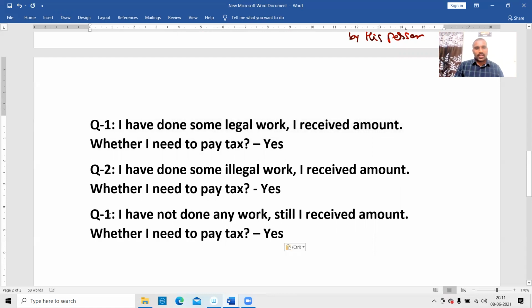I have not done any work at all. Still I received an amount. Whether I need to pay the tax? Yes. Okay, I have done work and received the amount.